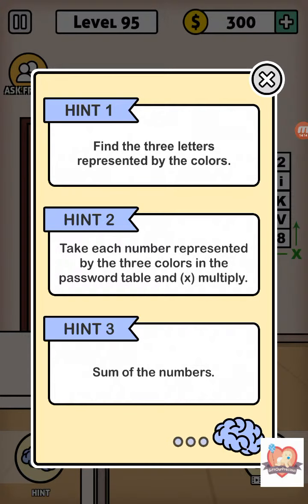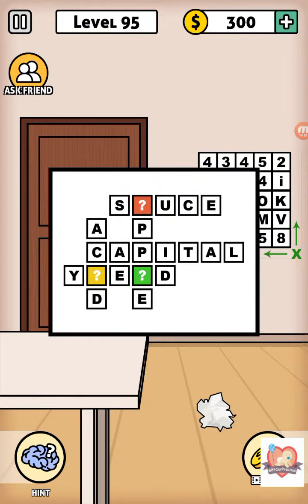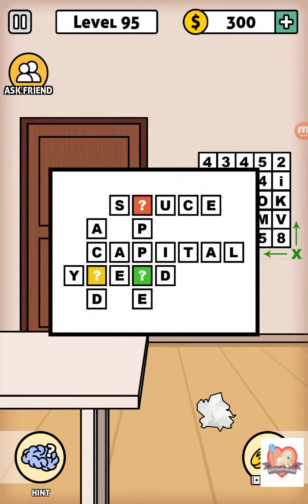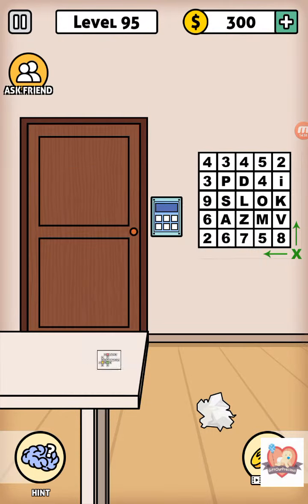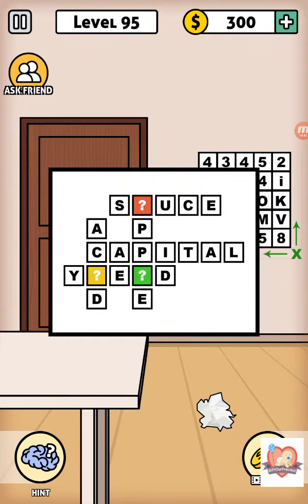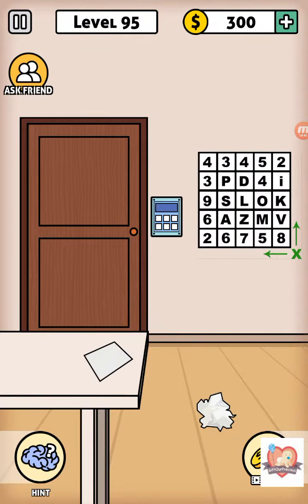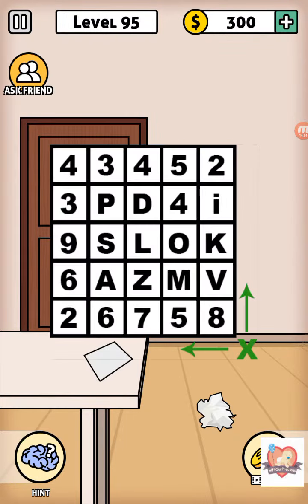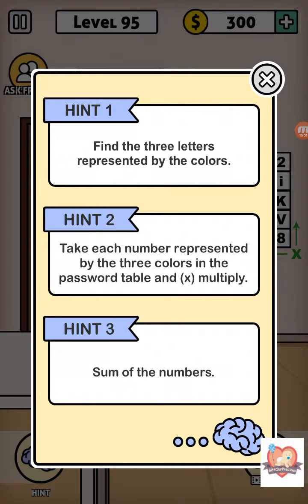Find the three letters represented by the colors is Ali. Take each number represented by the three colors in the password table, multiply and sum up the numbers. Don't understand. Oh, I got an idea. You only can multiply. Is this right? Yep. Apple. Yeah, ALI should be correct. I don't understand the second hint. Take each number represented by the three colors. What does the second hint mean?